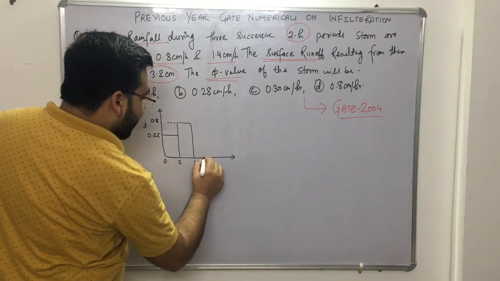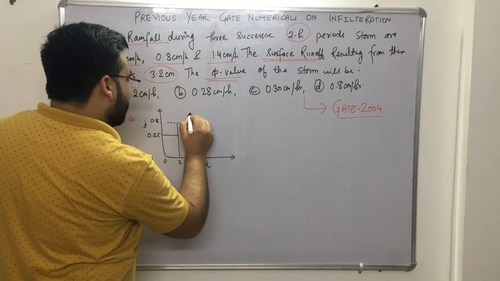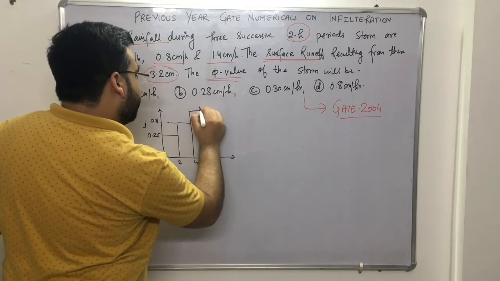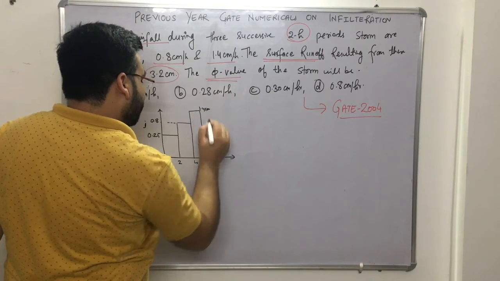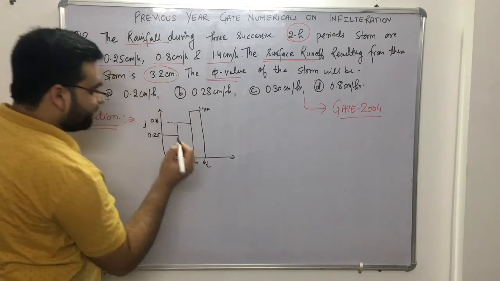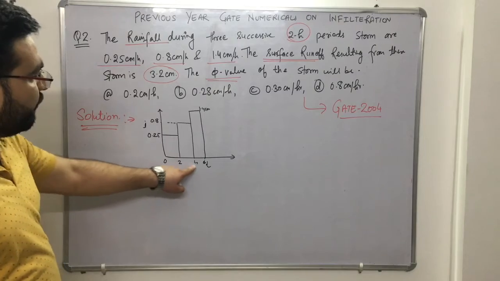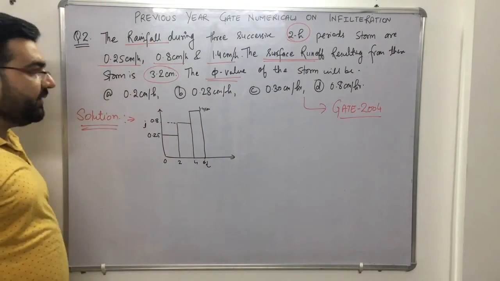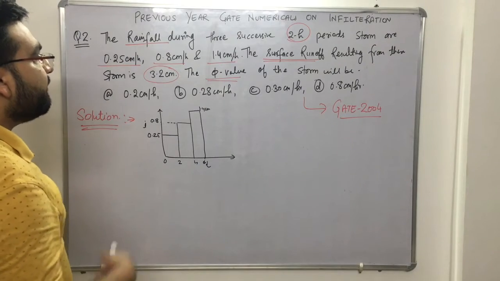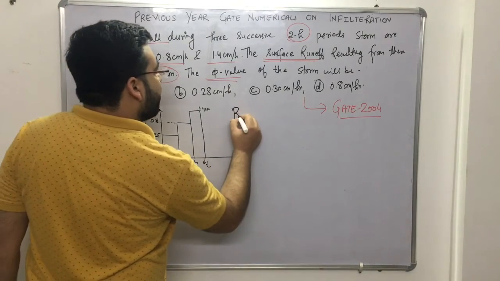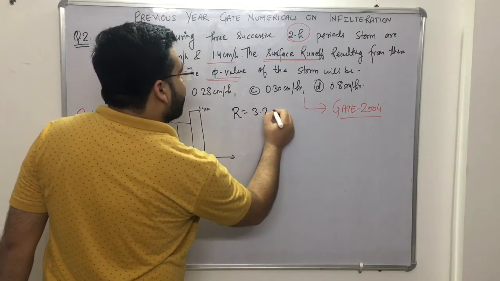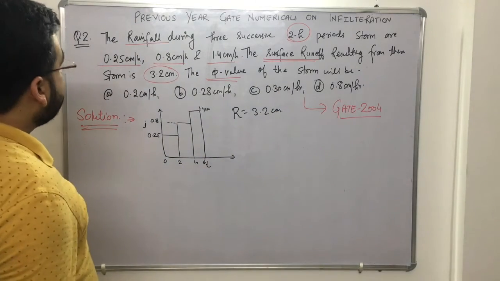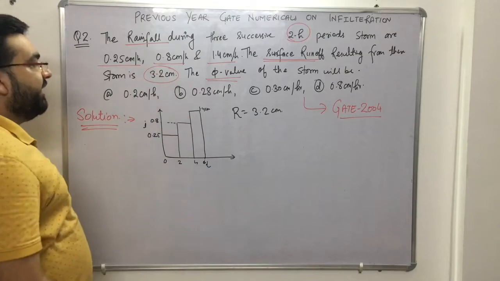And then it is 1.4 centimeter, for 2 to 4 and 4 to 6. Let us say 1.4 is somewhere here. It is 1.4 centimeter per hour for the next 2 hours. This is 6. Here 0, 2, 4, 6 hours, because it is a successive 2-hour duration storm, right? Okay. Now the surface runoff is given to me as 3.2 centimeter. Clear? Now I have to determine the phi value, right?